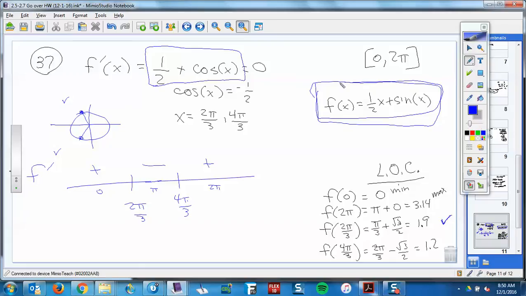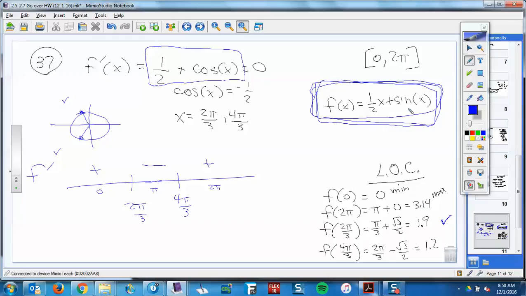So here's where it can get a little tricky when you can't use a calculator. Like plugging in a 0 is easy. 1/2 times 0, 0, sine of 0, 0. So that's easy. You plug in a 2 pi, 1/2 times 2 pi is just pi. And then sine of 2 pi is 0, so that's just pi. Okay, so that's easy even without a calculator. Then it gets a little trickier.